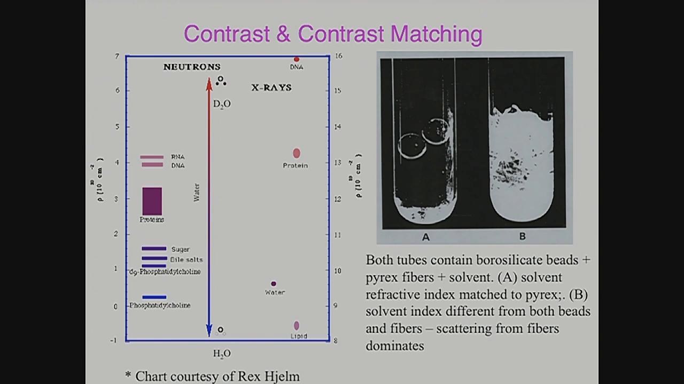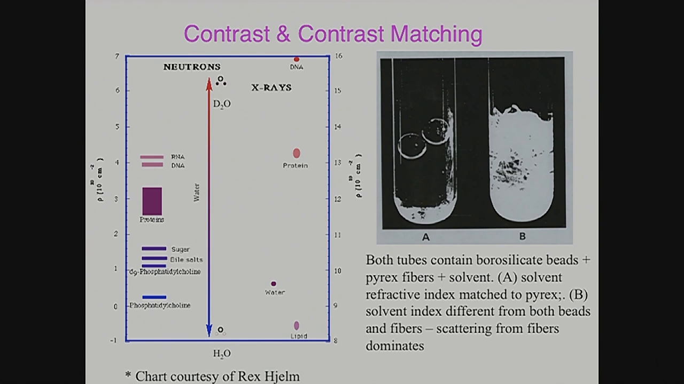Imagine that this is a test tube which has in it some glass beads and some borosilicate beads and some glass fiber. And if you fill the test tube with a liquid which has the same refractive index as the glass fiber, you can't see it, right? You can't see it because there's no contrast in refractive index to scatter the light. But you can see the balls because they have a different refractive index for light. Similarly, if you now put some liquid in which has the same refractive index as the balls, but different from the glass fiber, you can see the glass fiber.